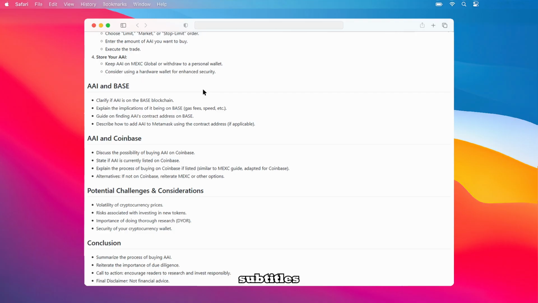In conclusion, buying AI involves creating an exchange account, depositing funds, and executing a trade, all while being conscious of the associated risks and doing your due diligence. Please remember that this is not financial advice.